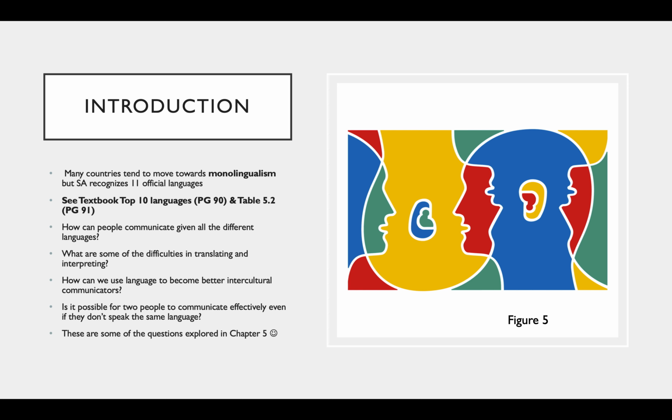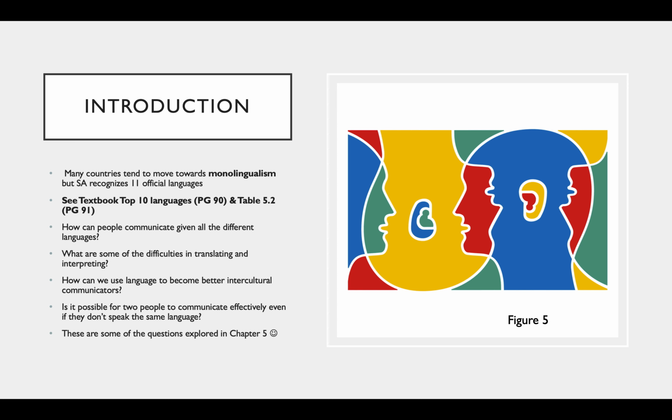So how can people communicate given all the different languages that are out there? In this particular part of our work, we look at the difficulties in trying to understand each other. Something that we never really consider is that there is so much language out there. How does it affect our culture? How does it affect how we communicate with each other? And is there any way that we can be better intercultural communicators?